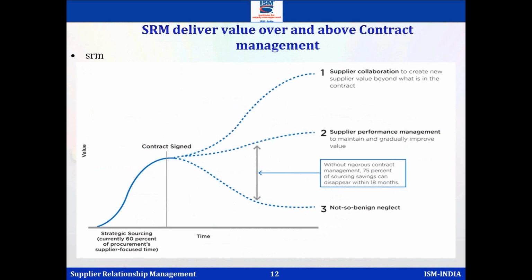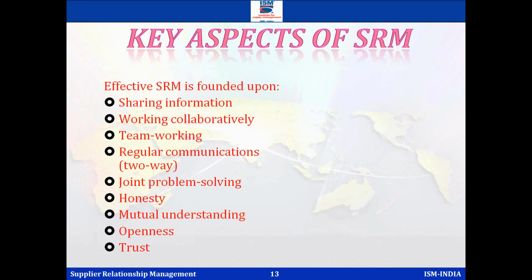But if you're not managing the contract, and you just say, okay, I've done strategic sourcing, then normally after about 18 months the savings drop to a low level. But if you really want to keep the momentum of value up and get more value out of it, then it comes to supplier collaboration. That means you're getting into SRM. If you want to exceed that, you have to go to SRM. That's the focus.